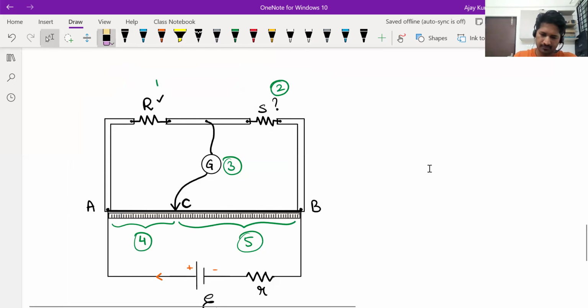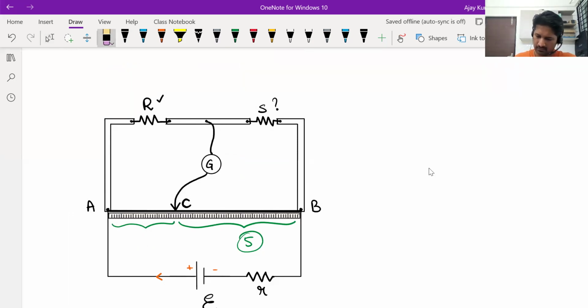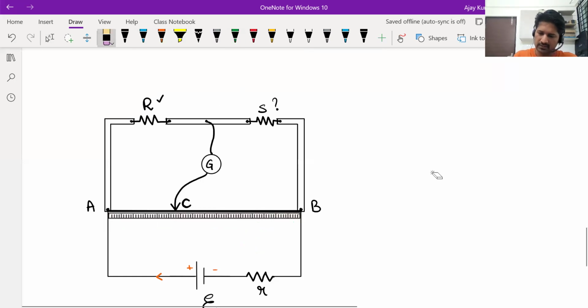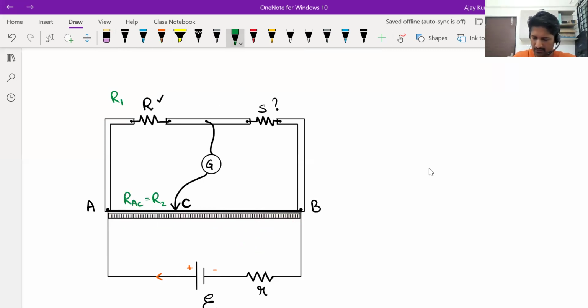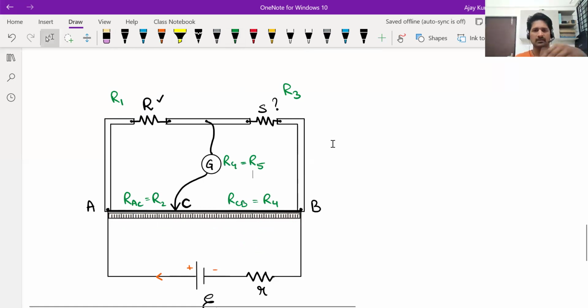So let's call the resistance R, which is a known resistance, R1. And the resistance between A and C, let's take that as R2. The unknown resistance is R3. The resistance between C and B, take it as R4. And the resistance of the galvanometer, call it R5. So these are the 5 resistors in this Wheatstone bridge. Fine.